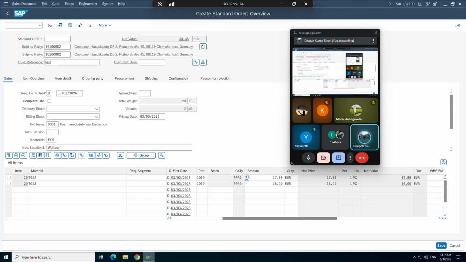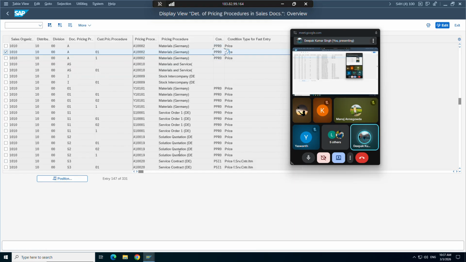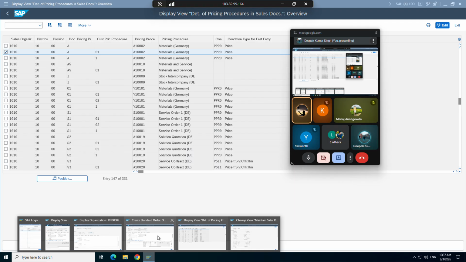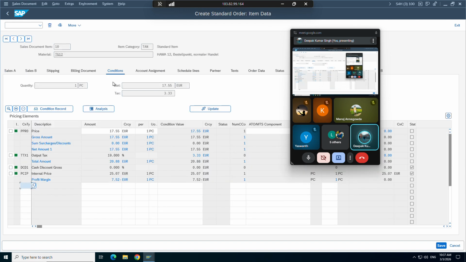So whatever condition you maintain here in the determination, that condition will come in your sales order line item level at the overview screen itself. You see, we are at the overview screen. Here itself I get that condition type, so I can enter that value. It's not mandatory anyway. If you don't get this option, or let's say there is another condition ZP or P1 something, that's fine. You can always go to your item level, and then you can maintain whatever value you want to maintain for each condition.